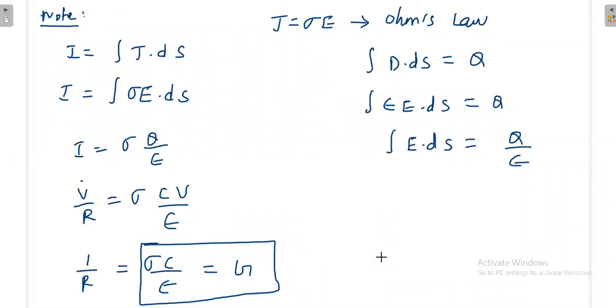Okay, so next we'll try to derive Ohm's law. J is equal to sigma E. We'll try to derive this one, how J is equal to sigma E from the basics. So now Ohm's law.